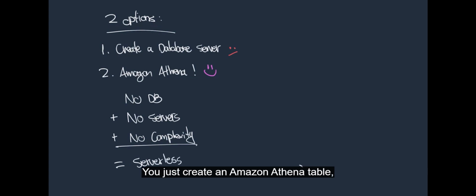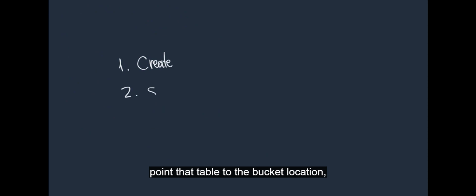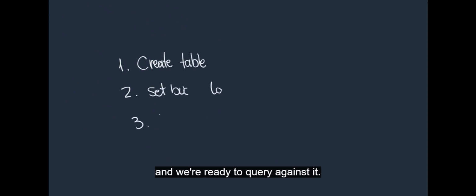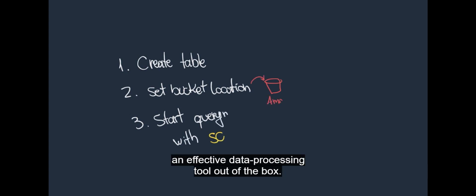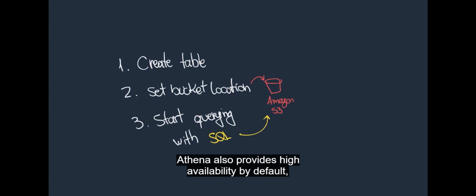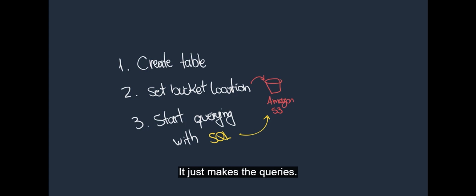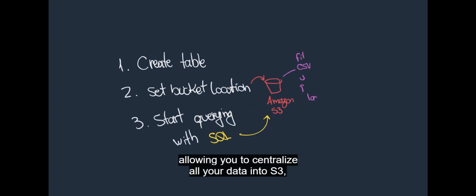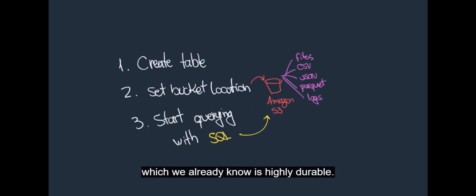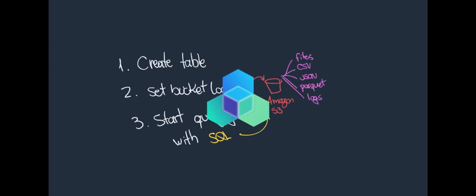You just create an Amazon Athena table, point that table to the bucket location, and you are ready to query against it. It is pretty simple and allows you to have an effective data processing tool out of the box. Athena also provides high availability by default and doesn't store your data, it just makes the queries. The best thing is that the data is primarily stored in Amazon S3 and not in Athena tables themselves, allowing you to centralize all your data into S3, which we already know is highly durable.